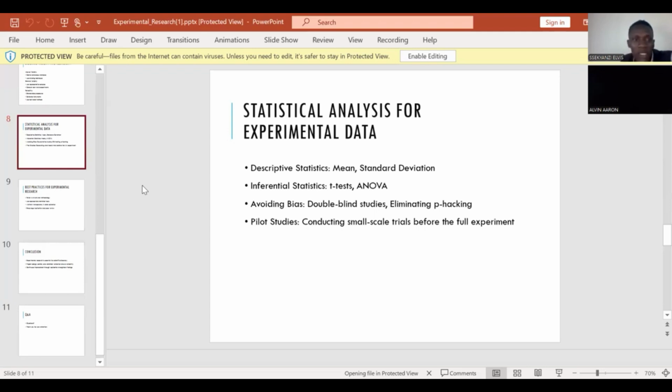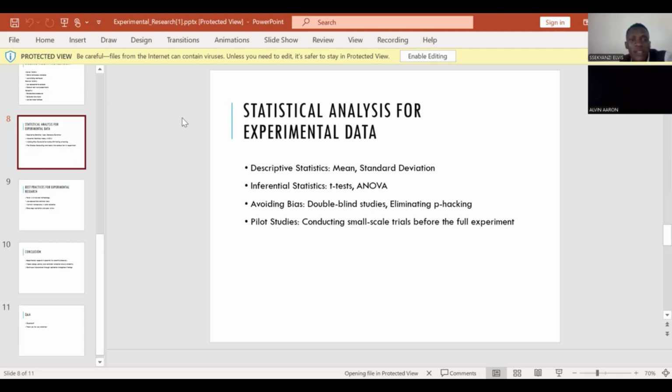Basically, under statistical analysis, we have descriptive statistics, which highlights the importance of summarizing your experimental data using descriptive statistics. An example of this is the mean, which is the average value of your data, providing a measure of central tendency. Another, we have inferential statistics.